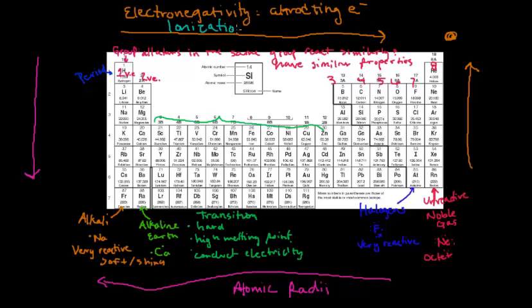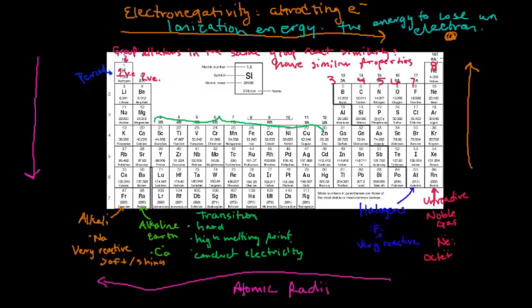Ionization energy is the energy needed to lose an electron. That makes sense with these two going together because electronegativity increases to this top corner, meaning that they want to hold on to their electrons. So obviously it's going to take more energy to lose an electron if you're up here.